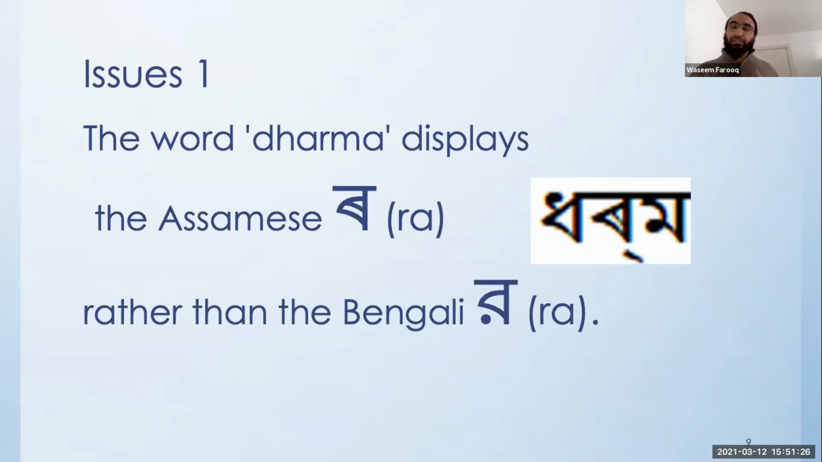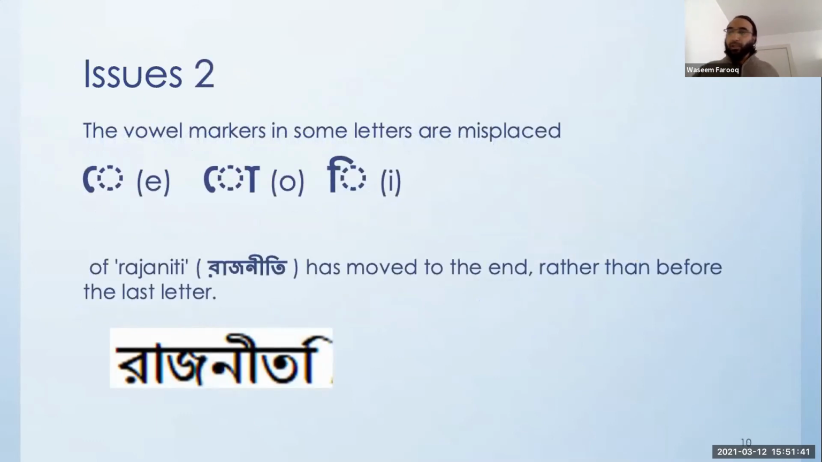Also, if you were to put this same word into Microsoft Word or Outlook, it would show correctly as the Bengali R should be, but it just depends on the application. Another issue was the vowel markers. Some of the vowel markers were not in the correct place. Rather than the usual place, either underneath the letter or before the letter, sometimes the vowel marker was after the letter. So in this image at the bottom, in Rajaniti, the vowel marker is at the end, and the correct version is written above that.